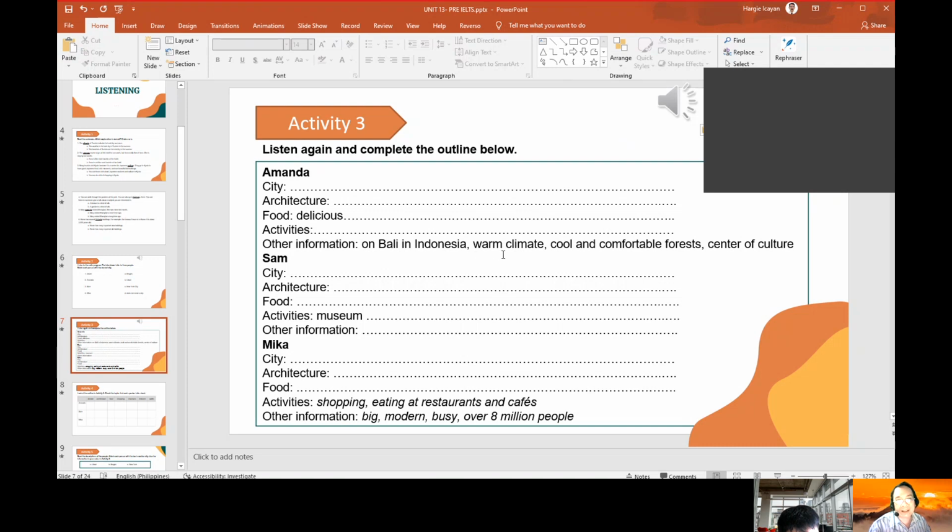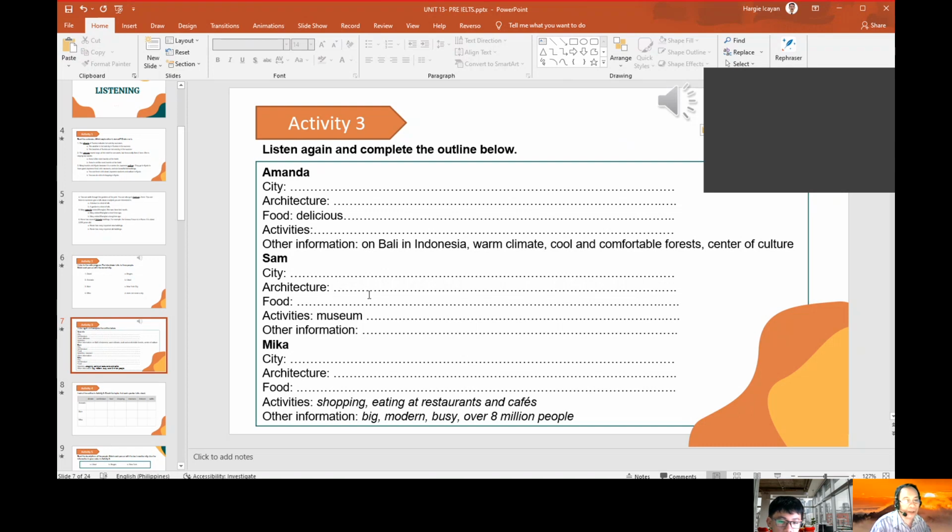Okay, just like also here in the Philippines and in Vietnam. Okay, that's correct. Now, what about Sam? He went to Bruges City, okay, and the architecture, he visits many historic buildings.